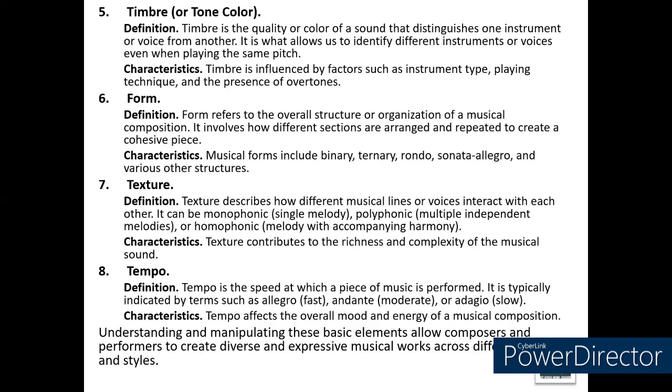6. Form. Definition. Form refers to the overall structure or organization of a musical composition. It involves how different sections are arranged and repeated to create a cohesive piece. Characteristics. Musical forms include binary, ternary, rondo, sonata allegro, and various other structures.